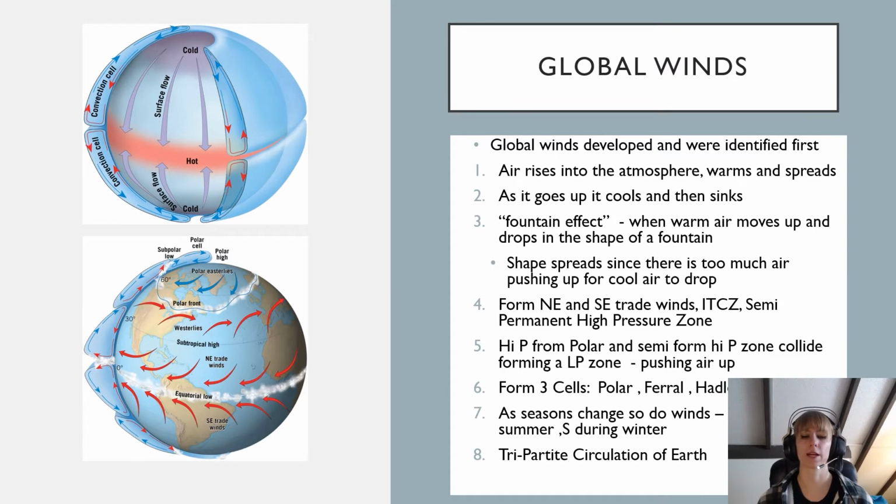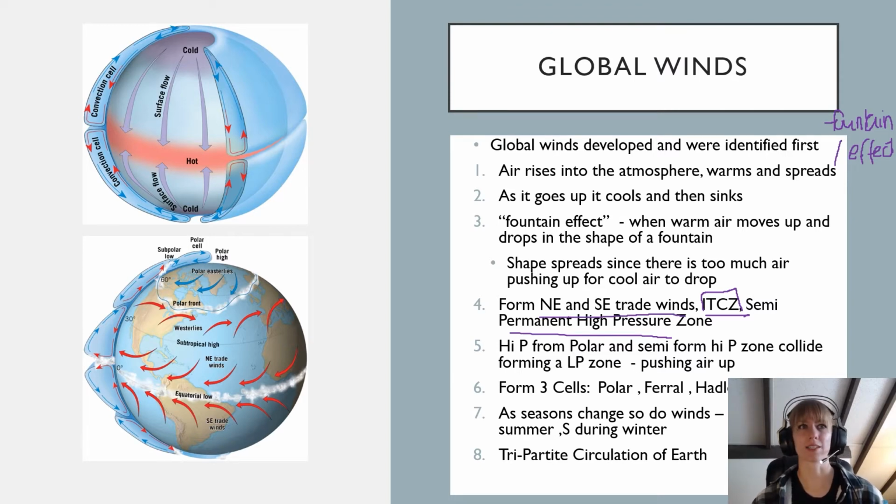So the warmer air near the surface is going to naturally go up into the atmosphere where it will cool and sink. So we're going to have this constant flow of air. This is what causes global winds. This rising of air, cooling and dropping is known as the fountain effect, and it forms the circulation of the earth. The ITCZ, the inner tropical convergence zone, you don't need to know that, you're good with just ITCZ. The semi-permanent high pressure zone, and the trade winds of the northeast and southeast all form because of this fountain effect.